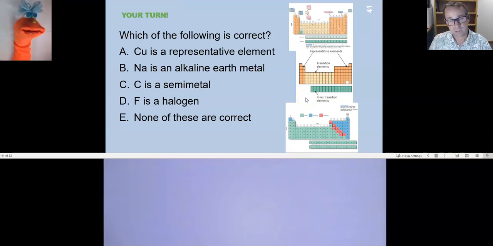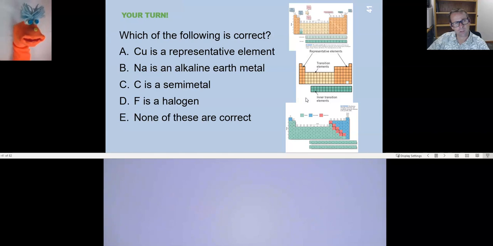Just take a few seconds, look through the notes, and try to reaffirm the idea of where our alkaline earth metals are, where our halogens are, and so forth. Okay? Which of the following is correct? Okay, did you get to take a look at it, Fred? Yeah, I took a look. If you didn't pause the video at home, go ahead and pause it and take a look until you get an answer. I think the answer is D.